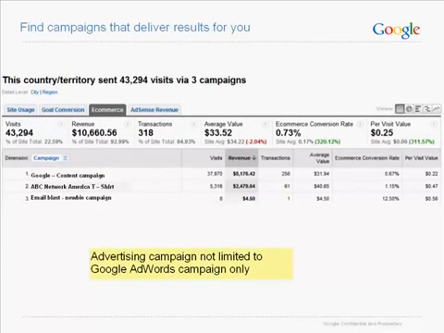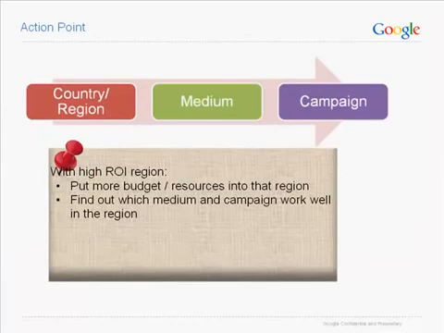And last, if you use Google Analytics to track online campaigns other than AdWords, use GA to see the performance of each. With enough data, you may even want to base your budget allocation on the percentage each advertising channel contributes. So to sum up, with higher ROI region, put more budget or resources into that region, and find out which medium and campaign work well in the region.